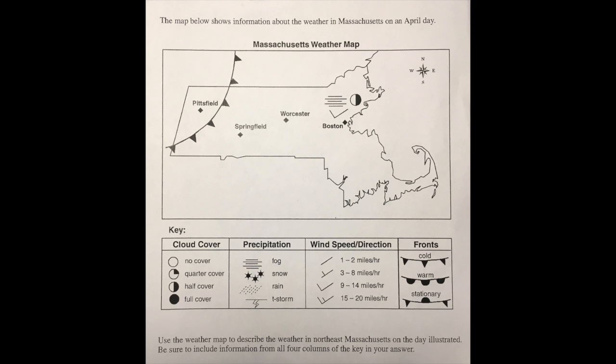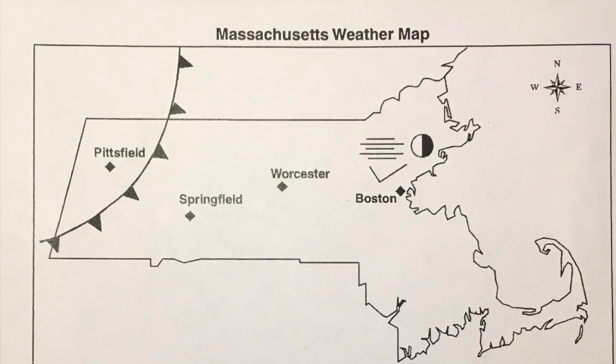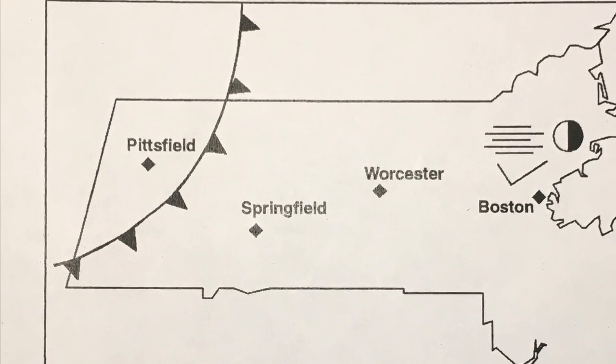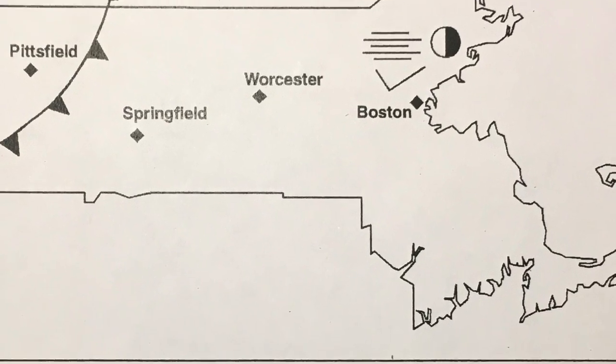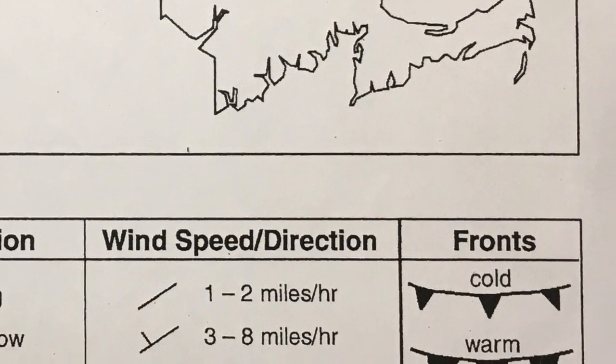Since the MCAS instructions tell us to use information from all 4 columns of the table, we see that the only thing we haven't discussed are the fronts. Although there is no mark for a front in the northeast corner of the map, we know that weather often comes from the west to the east. If we look at the western part of the state, we see that the symbol for a cold front is there. This tells us that cold weather is heading towards northeast Massachusetts.